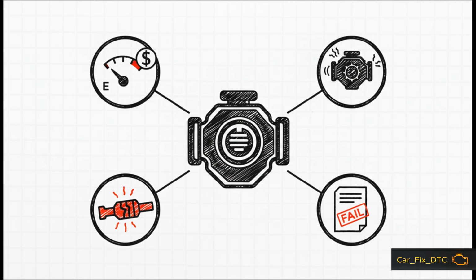Because see, this isn't just about turning off an annoying light. When your air-fuel mixture is off, your fuel economy tanks. You're literally burning money. Your engine won't perform as well, and over time, you could cause some serious damage to expensive parts, like your catalytic converter. Oh, and you can forget about passing an emissions test. So yeah, fixing this is a big deal.